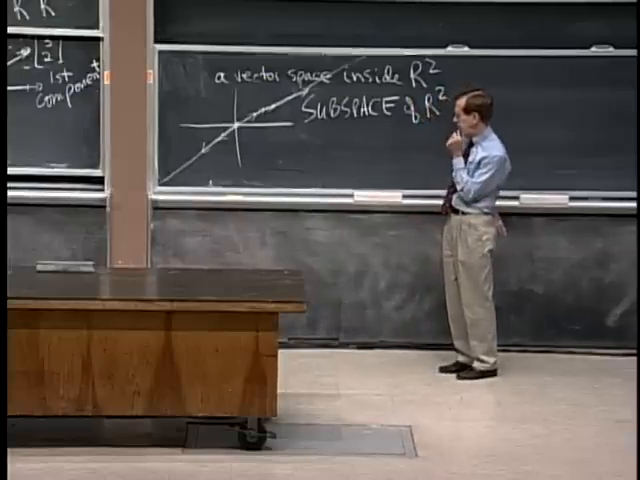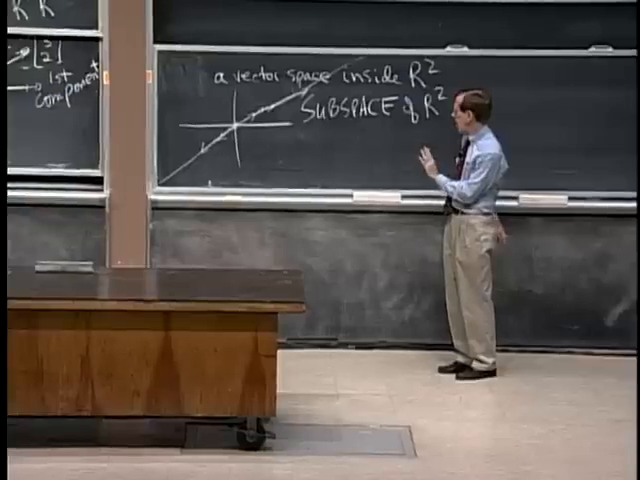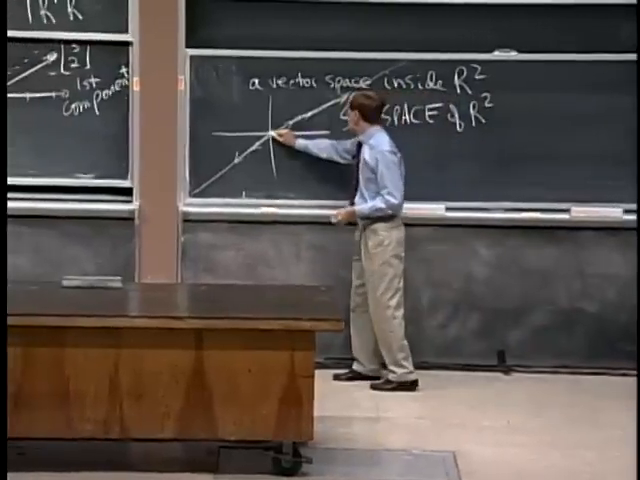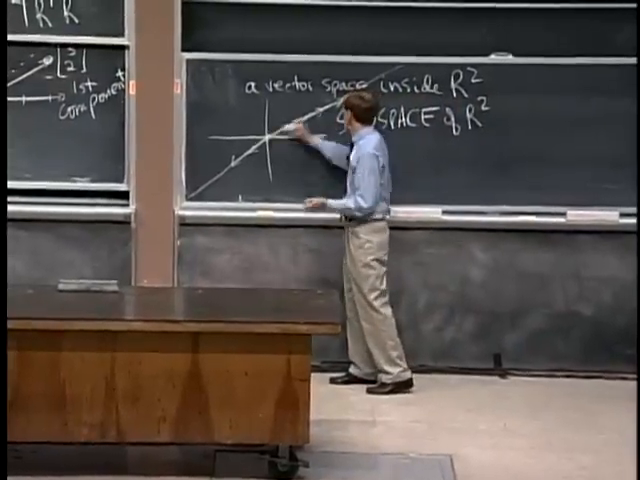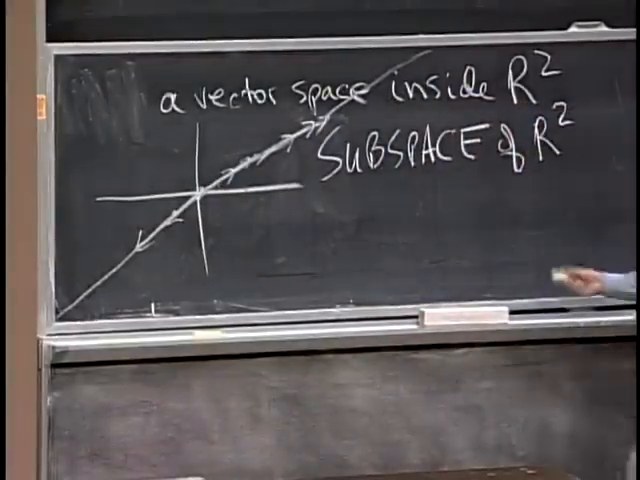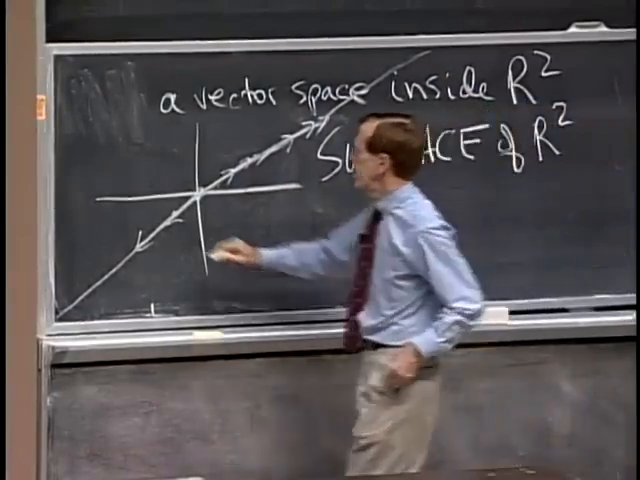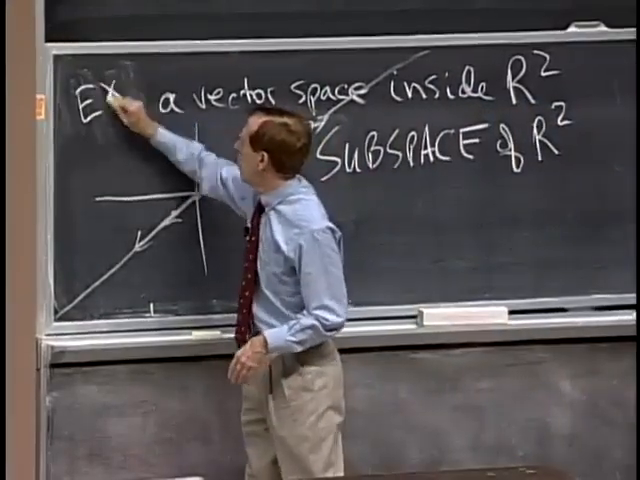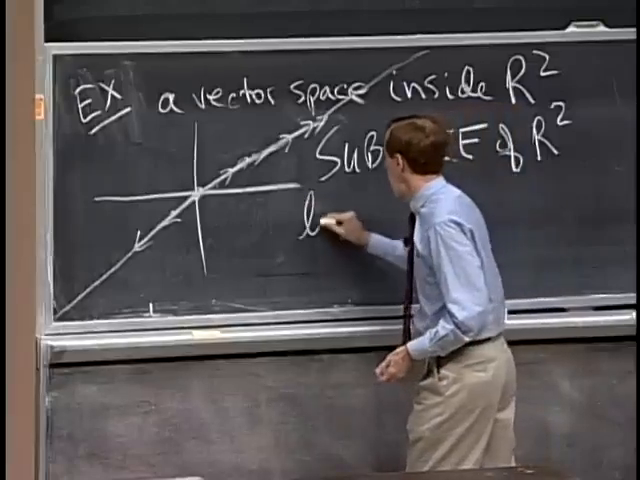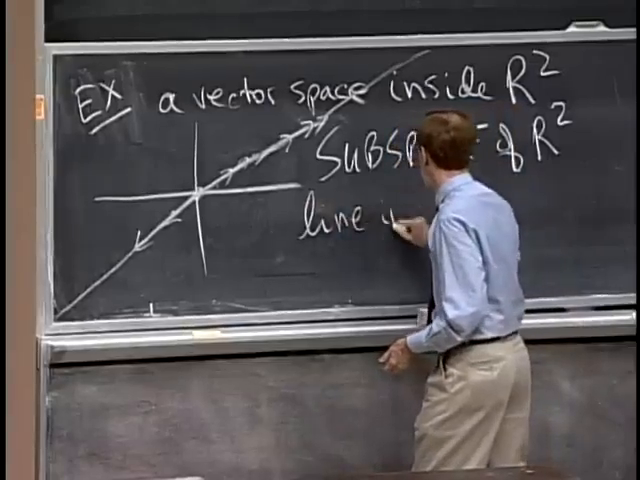Now I still have to check addition. But that comes out okay. This line is going to work, because I could add something on the line to something else on the line, and I'm still on the line. So this is all examples. Example of a subspace: our example is a line in R2.